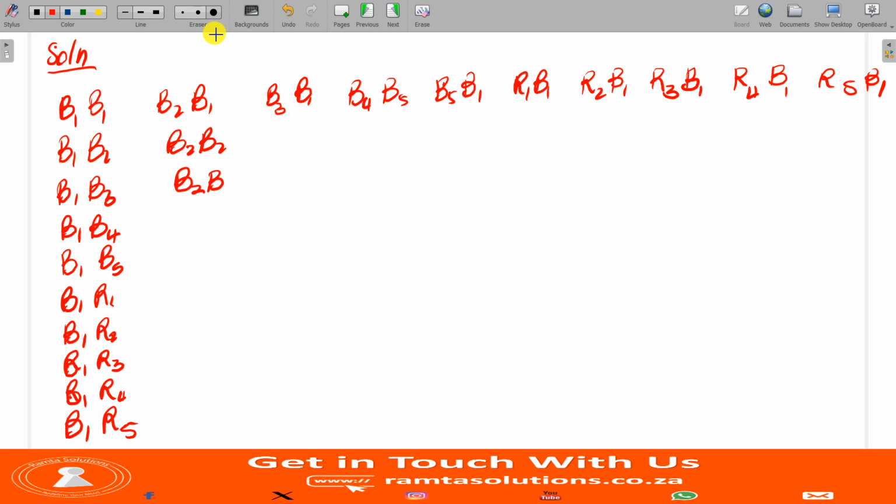Perfect. So now, the probability that the first ball is red. Now, the probability that the first ball is red, as you can see, we don't see it in this half.